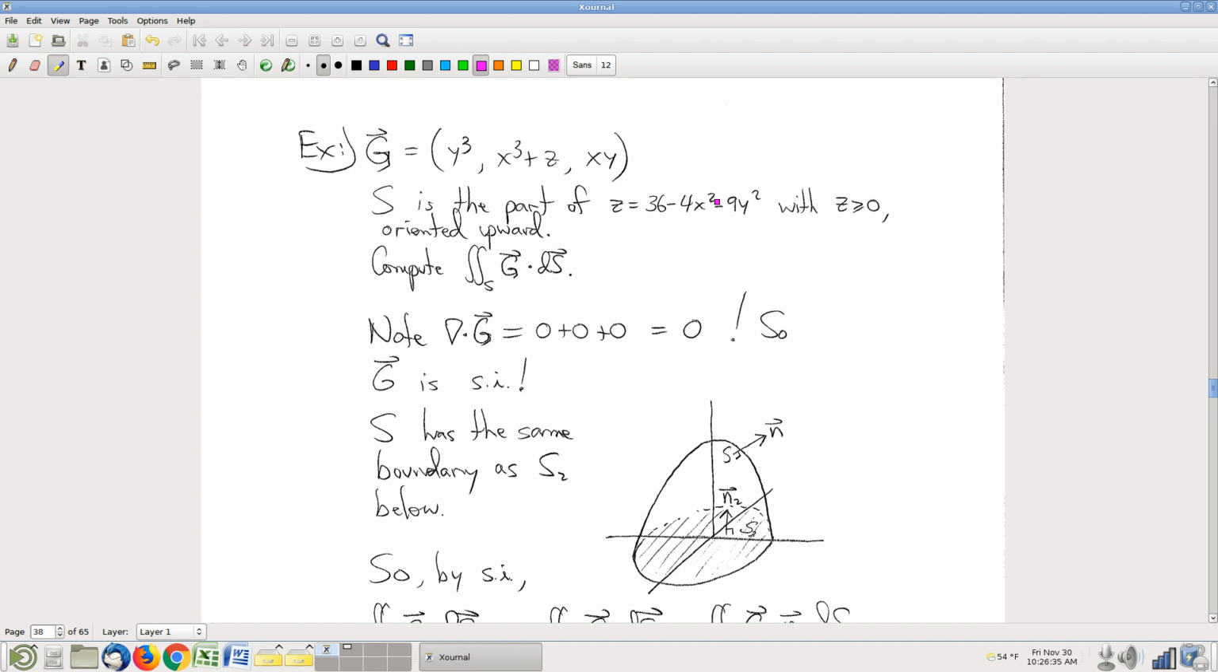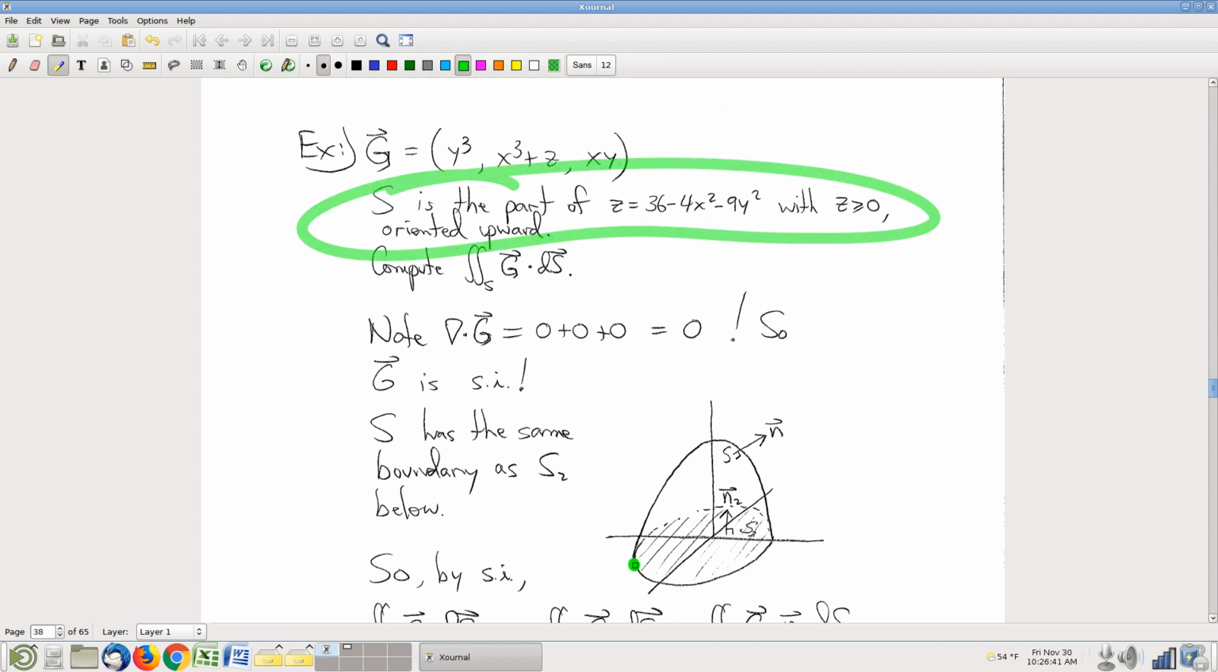So the way you take advantage of this is you look for opportunities. Look for surfaces such as this one that maybe you don't like for whatever reason, and hope, with fingers crossed, that when you compute the divergence, you get 0 and can therefore invoke surface independence. And then pick any surface you like, with the same boundary, of course.